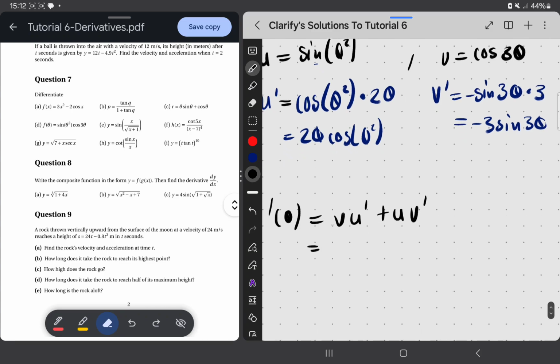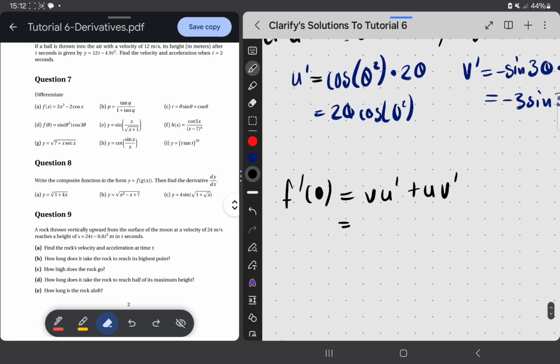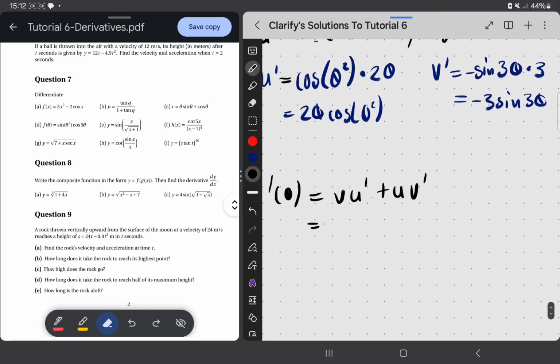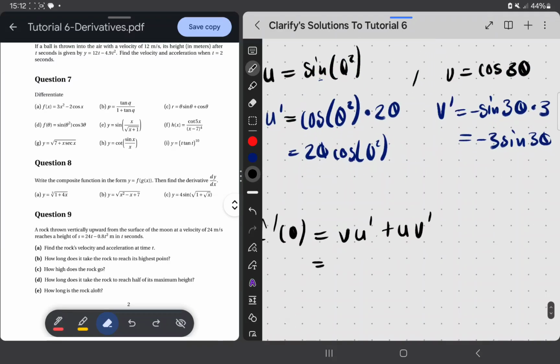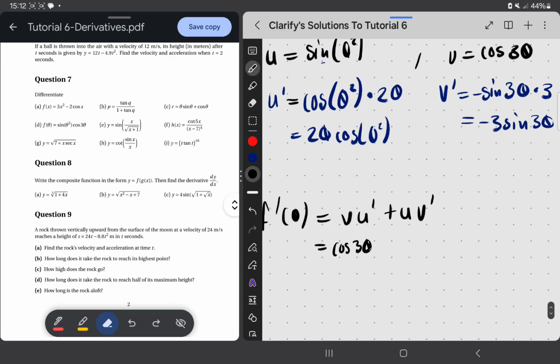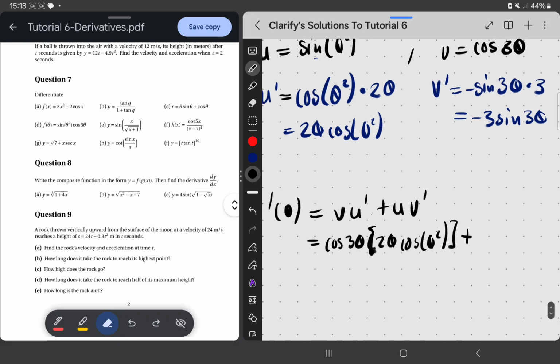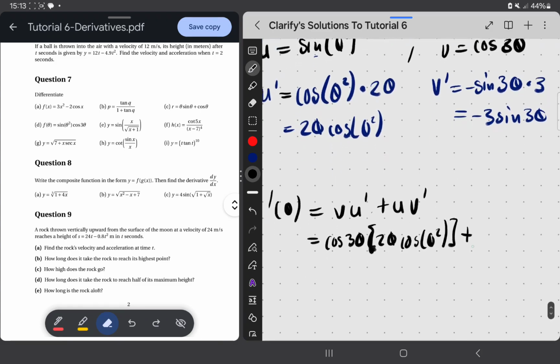And you can just bring it. Second times the derivative of the first plus the first times derivative of the second. Remember, there is a plus. That's your product rule. So you can now just bring them as they are. You get the same answer as the one which we just got. So v is cos 3 theta times u prime, which is 2 theta, then cos theta squared. Then plus u, what is u? It is sine theta squared, times v prime, which is negative 3 sine 3 theta.